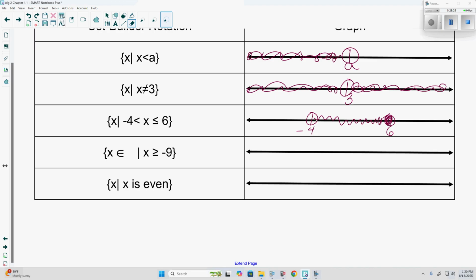It's saying the set of all real numbers x such that negative 4 is less than x is less than or equal to 6. It gives us a way to describe this without having to list all the numbers between negative 4 and 6. Too many to list. And it gives us a way to visualize it also.